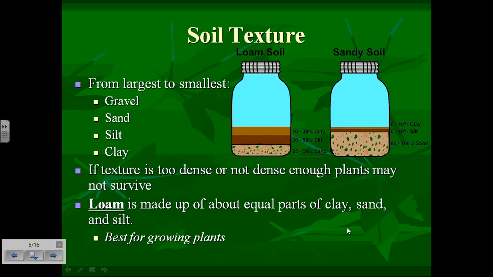Soil's texture: from largest to smallest, gravel being the largest, followed by sand, silt, and clay are used to make up soil. If the texture is too dense or not dense enough, plants may not survive. Loam is made up of about equal parts of clay, sand, and silt, and this is best for growing plants.